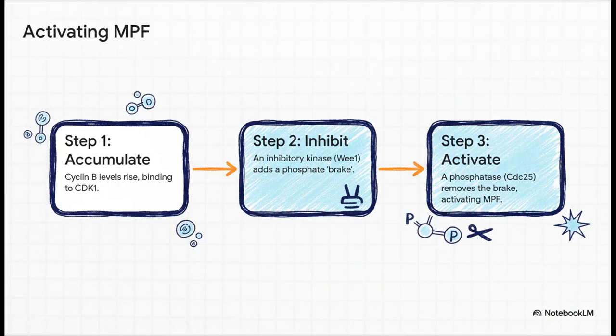Now, the cell has a really brilliant way of timing this. As the cell is cruising through G2, cyclin B levels are steadily rising, forming lots and lots of inactive MPF complexes. At the same time, a kinase called Wee1 is going around and putting an inhibitory phosphate, basically a brake, on every single one. This allows the cell to build up a huge stockpile of MPF that's ready to go. Then, at just the right moment, another enzyme, a phosphatase called CDC25, swoops in, removes all the brakes at once, and unleashes this massive wave of active MPF that shoves the cell decisively into mitosis.